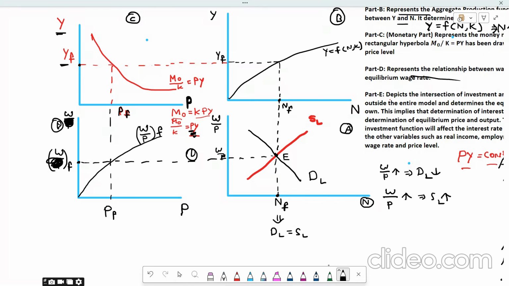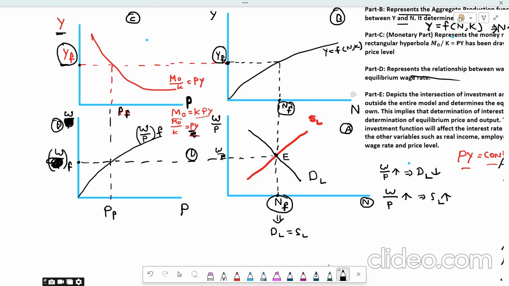So what was the name of the classical theory? That is income and employment, output and employment determination. So equilibrium output is determined. This is the equilibrium output YF, right? Equilibrium employment is determined where? At this NF level. So equilibrium output and employment are determined.